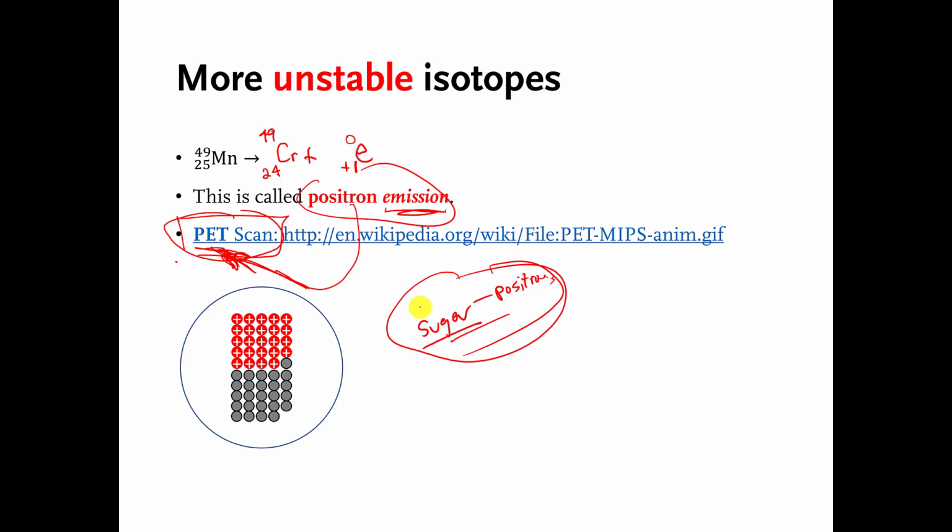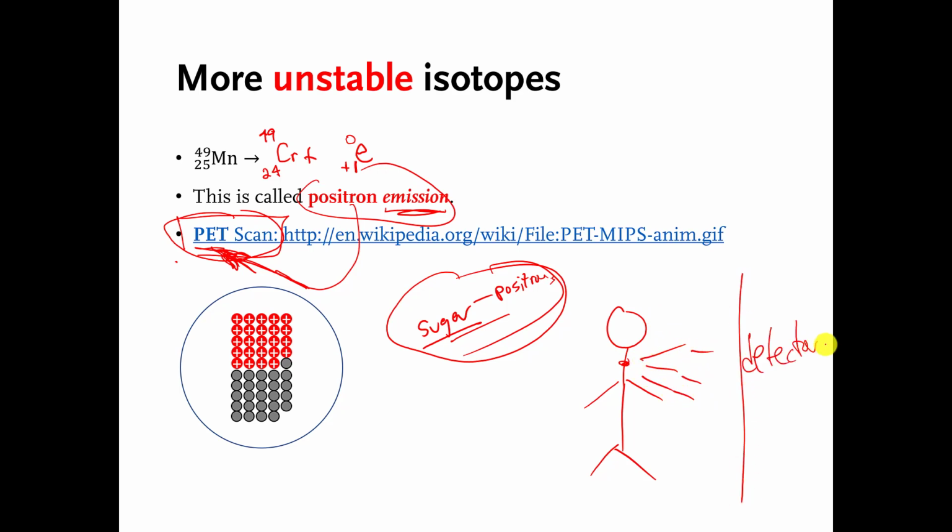And what happens is after they give you this sugar that's firing off positrons, they put you in front of a detector. Here's you. And maybe you have a tumor here. And the sugar is firing off positrons, and there's a detector, and the detector can figure out where the positrons are coming from. They say, oh, there's some positrons coming from here, which is where they don't normally come from. Maybe that's a tumor. That's basically what PET scans are doing.